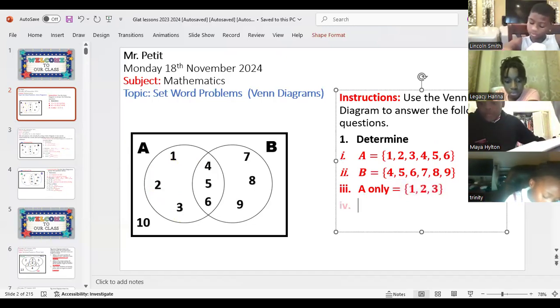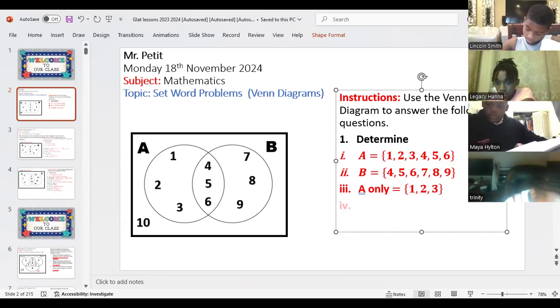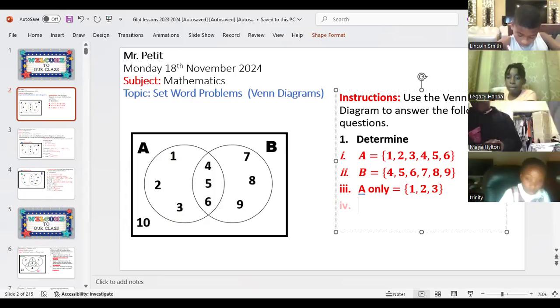Mr. Petit, if we're doing a GLAT test and I use the straight bracket, will we get points off? No. I'm going to show you a question that's coming in the GLAT exam. I'll show you what to do.